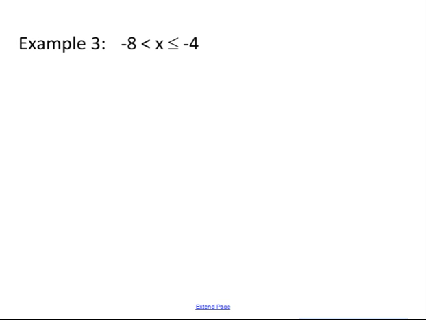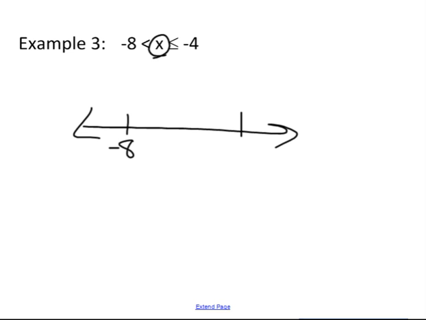All right, let's take a look at example 3. We have negative 8 is less than x is less than or equal to negative 4. Notice the x is in the middle. When the x is in the middle, we're going to be shading in the middle. So I need a negative 8 and I need a negative 4, and I need to shade in between those two numbers. The x is in the middle, the shading is in the middle.